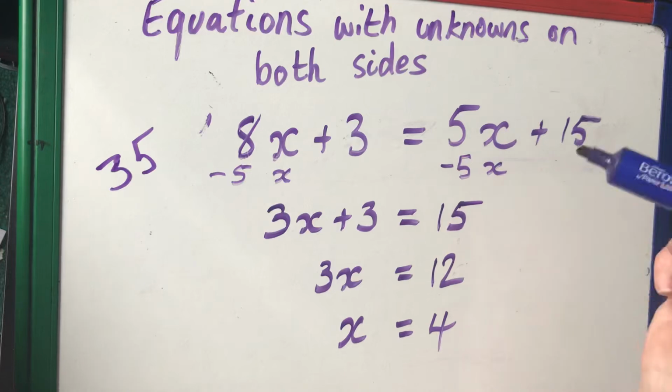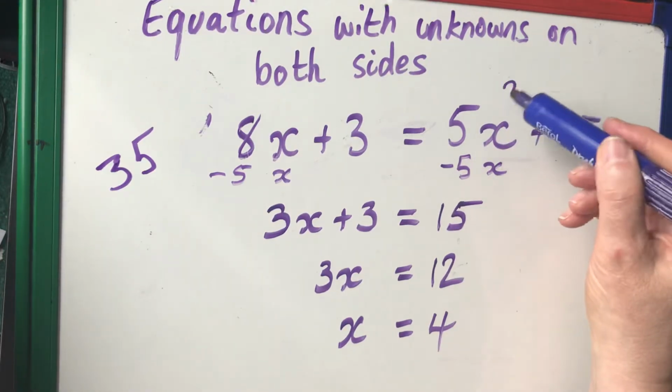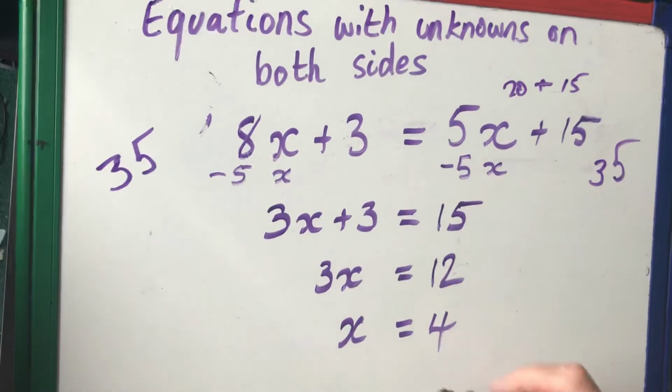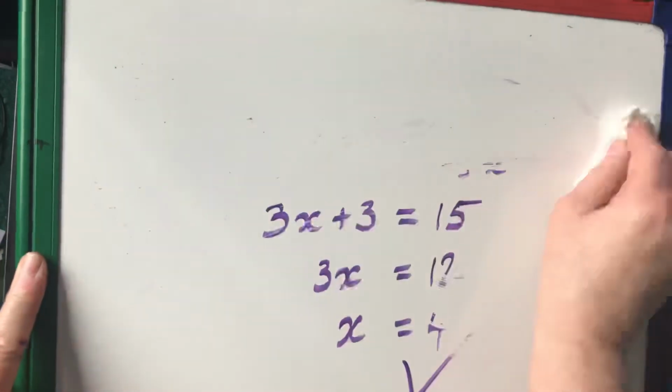If you don't know what I'm doing here, watch the video on substitution. 5 times 4 is 20. 20 plus 15 is 35. So yes, I'm confident that it's correct. I'm going to do one more example and then you can have a go at some.